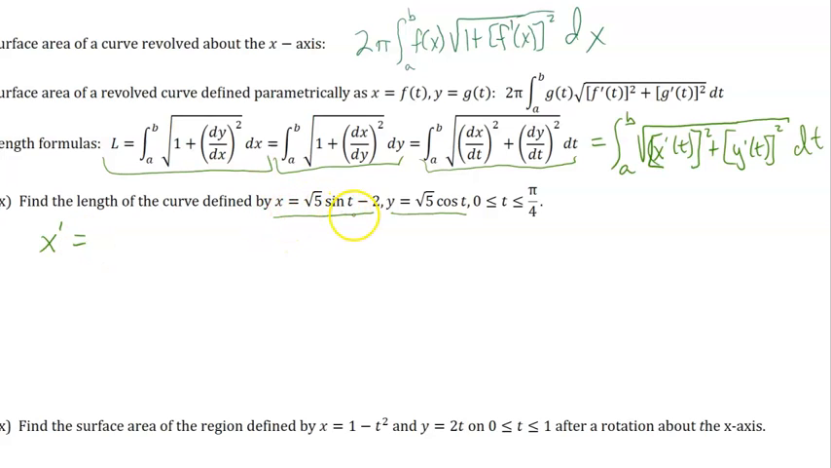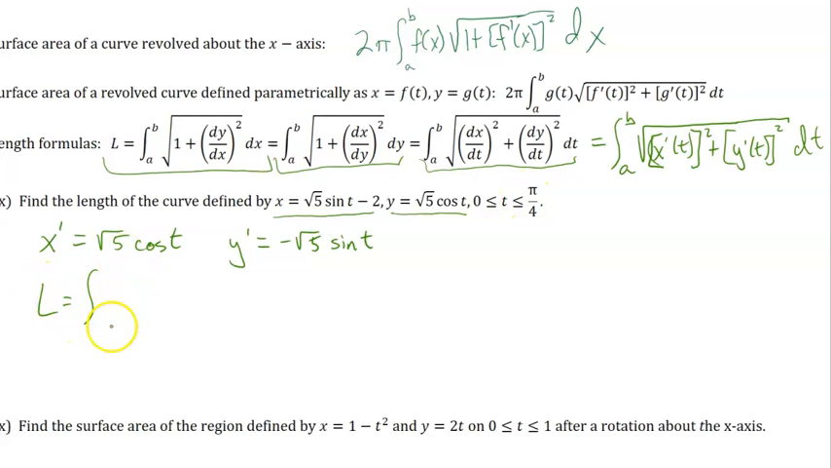If x is root 5 sine t minus 2, what is x prime? Root 5 cosine t. What about the negative 2? The derivative is 0, okay? And then y prime is equal to what? Negative root 5 sine t. Everybody agree there?